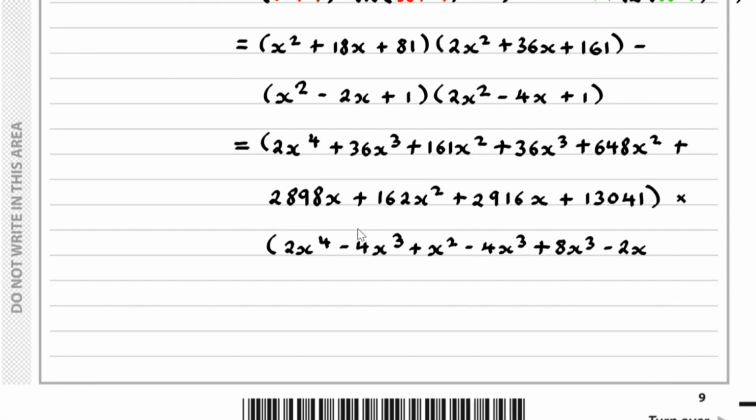And then we have 1 times 2x squared, which is 2x squared. 1 times minus 4x, which is minus 4x. 1 times 1, which is 1.